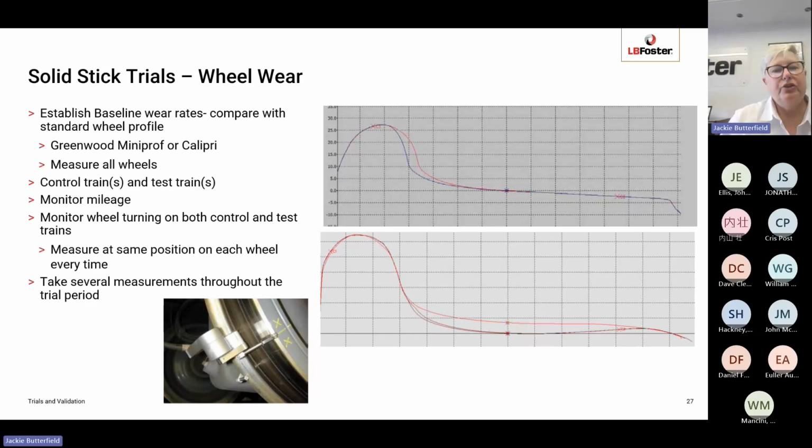It's also key to measure the wheel profile in the same position on each wheel every time. So it's good to put some sort of mark on the wheels so you know where to measure each time that you do a periodic wheel measurement. So you can see on the picture bottom left, there's an index mark on the wheel where you would take the MiniProf measurements and take several measurements through that trial period and monitor the change in wheel profile.